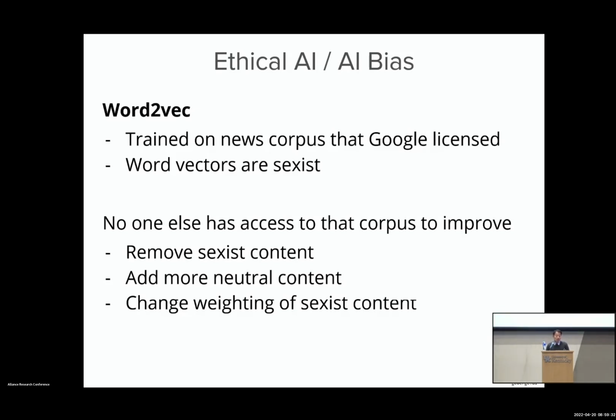Now, the problem is not that the word vectors are sexist. It's that no one has access to the training data, except for Google, to fix these issues. So no one can remove the sexist content or add more neutral content. And I like this example in terms of copyright, because I think we have something similar in medicine in terms of the rules and regulations around being able to use and access data. I think it's very hard to get access to that kind of data, and so we might experience similar issues.